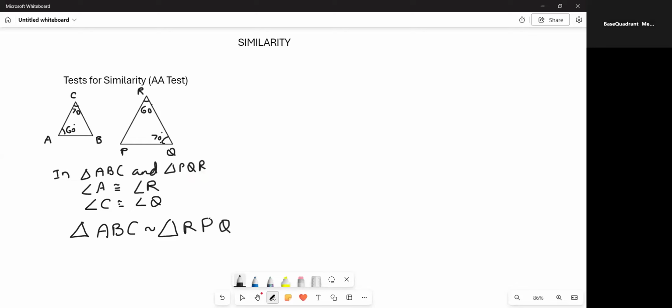So it is not triangle ABC similar to PQR. It is triangle ABC similar to RPQ by the AA test of similarity. So if two pairs of angles are congruent, then the triangles are similar by AA test.